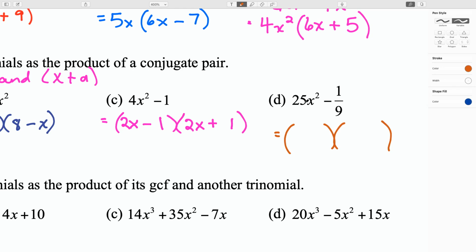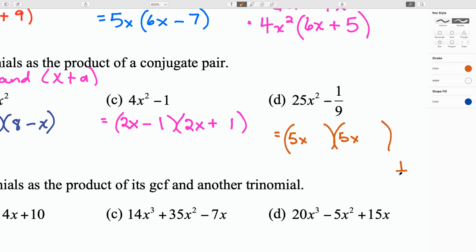So what do I multiply 25? Sorry, what is the square root of 25x squared? 5x. And what is the square root of 1 over 9? Well, what's the square root of 1? 1. And what's the square root of 9? 3. So the square root of 1 over 9 is 1 over 3.